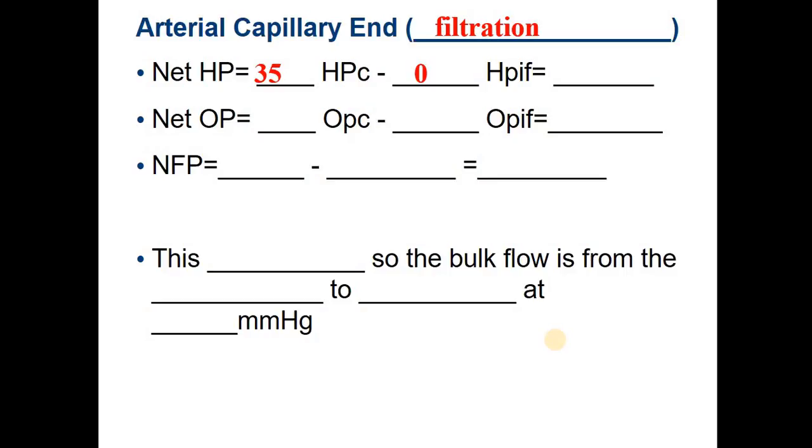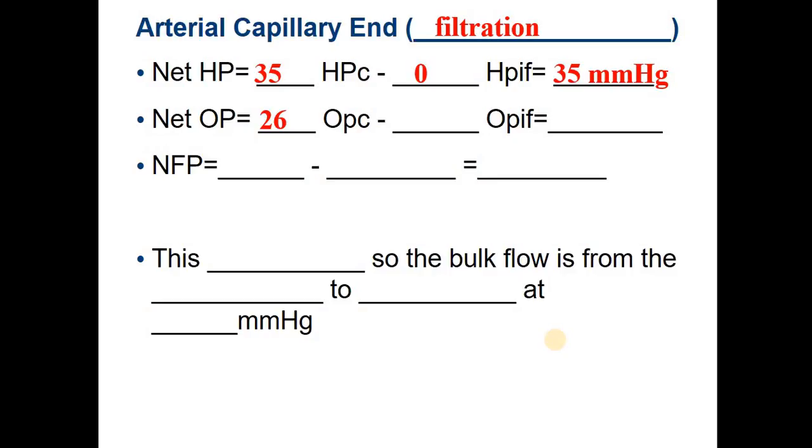You'll talk about that in chapters 20 and 21. So you assume it's 0. So 35 minus 0 is 35 millimeters of mercury. Your net osmotic pressure, which is your pressure to pull a substance in, is 26 for the capillary bed.